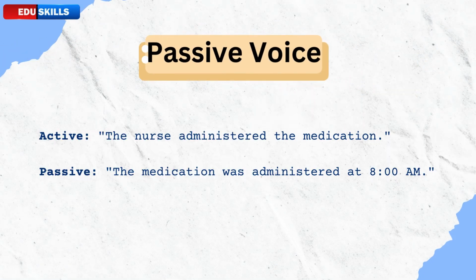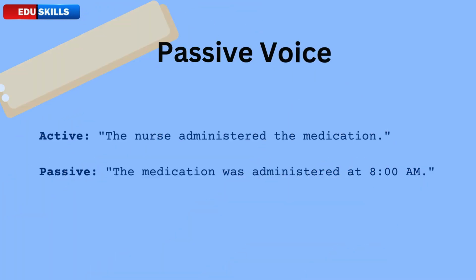Next, let's talk about the passive voice. It's often used in medical writing to focus on the action rather than who performed the action. For example, instead of saying the nurse administered the medication, you can say the medication was administered at 8 a.m. This shifts the focus to the action itself, which is often more relevant in a medical context.